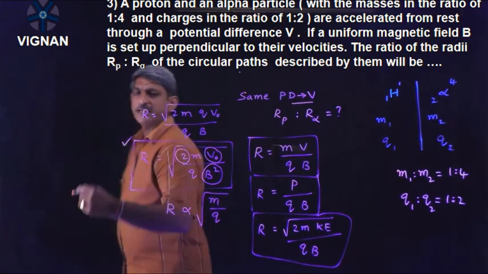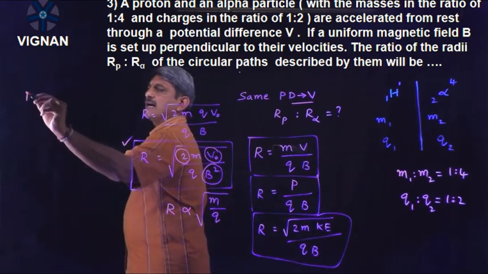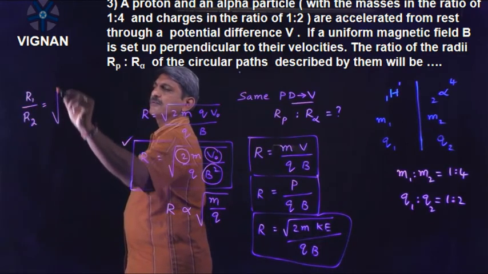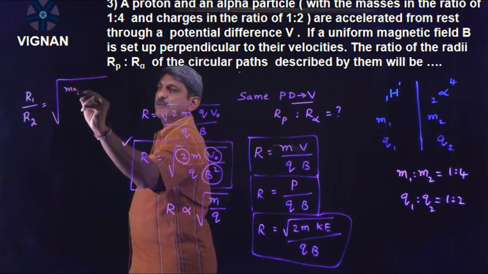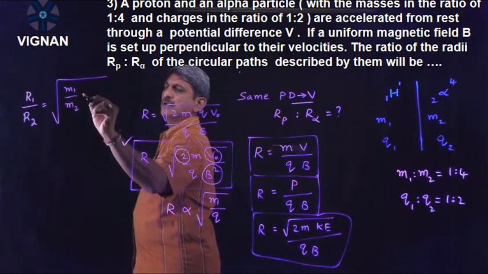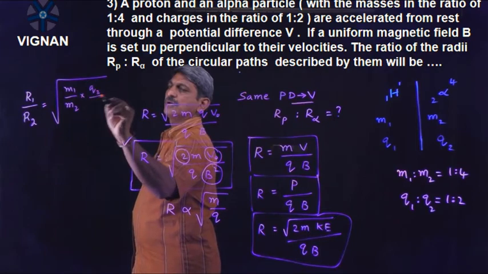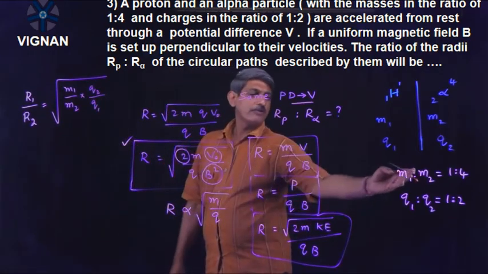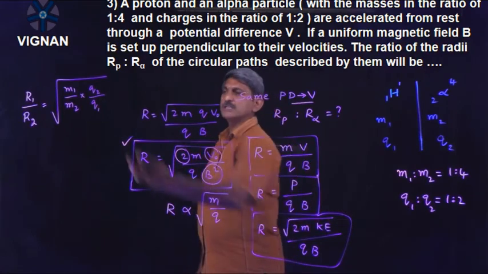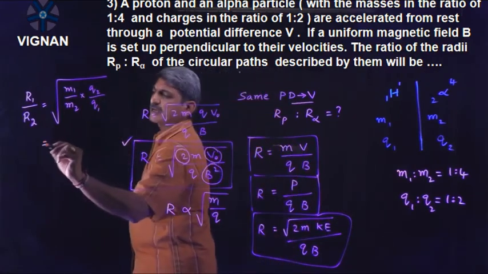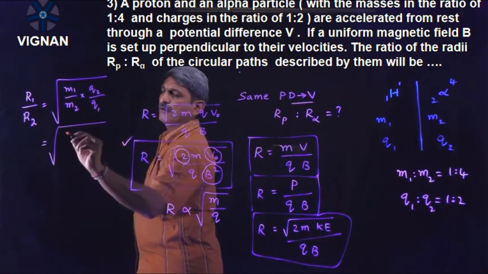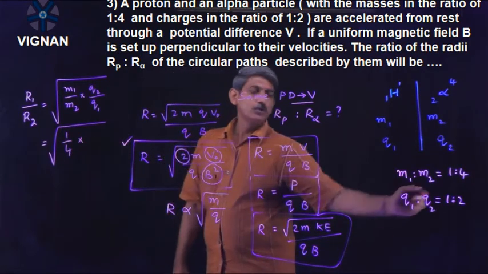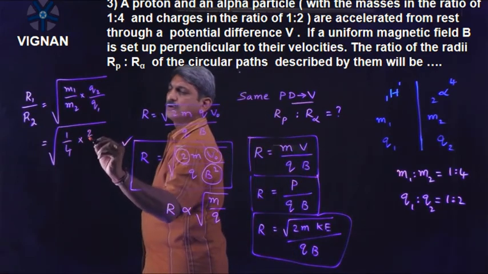From this we can write r1 by r2 is equal to root of m1 by m2 into q2 by q1. Substituting the given m1, m2 values and q1, q2 values in this equation, it becomes root of 1 by 4 into q2 by q1, which is equal to 2 by 1.